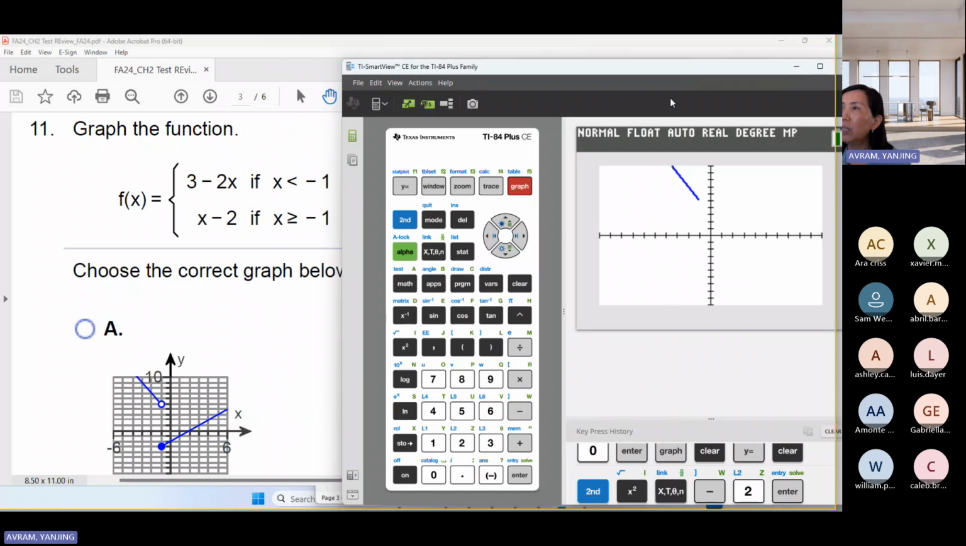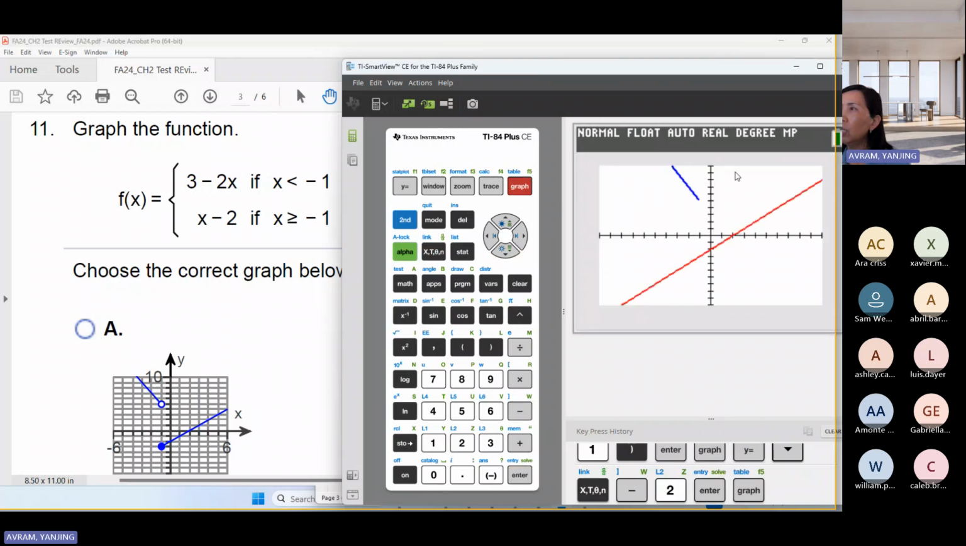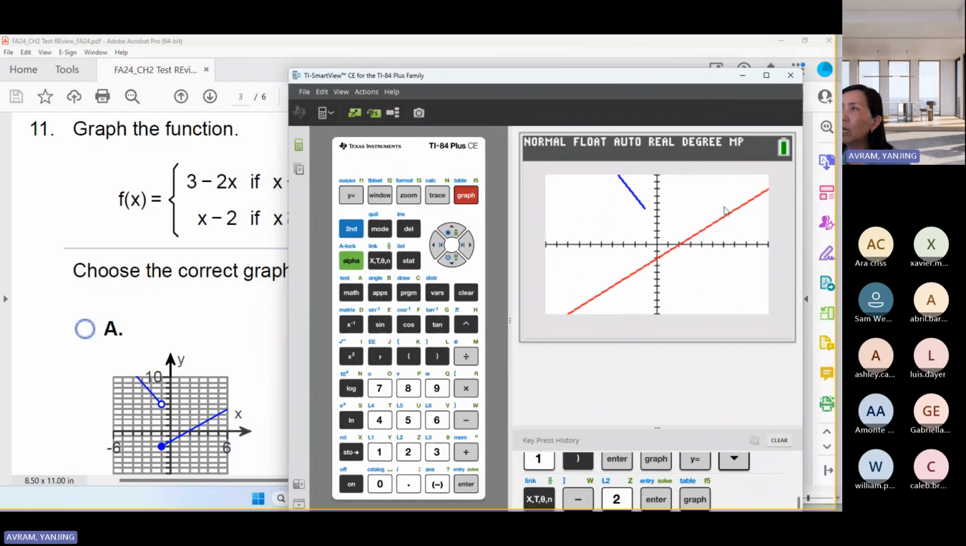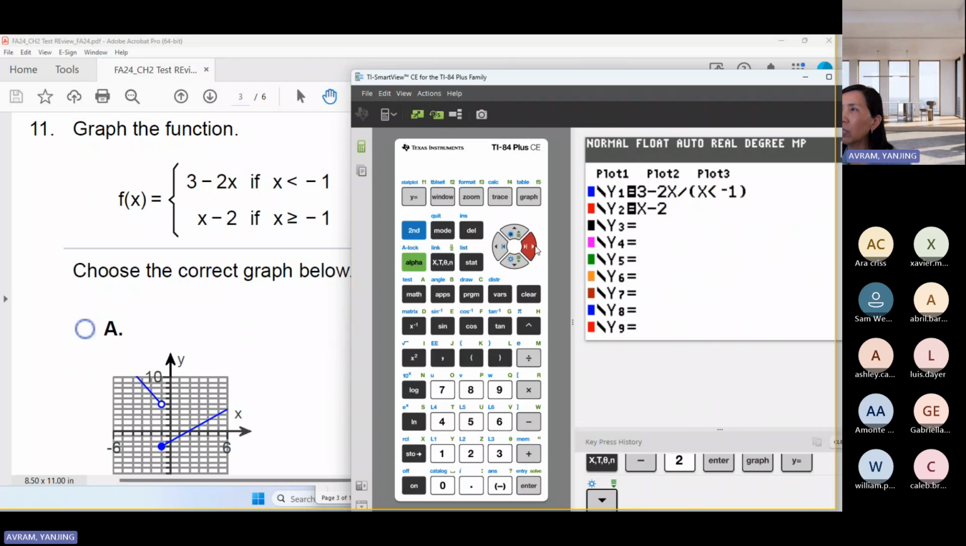The same thing if I graph y equals x minus 2. If I don't do anything, it will graph all real numbers. I want x greater than or equal to -1. If you don't want to know how to put a condition, it's just knowing that x greater than or equal to -1 should be right here, and going to the right. But you can put a condition right here, just like we did, using the divide sign.